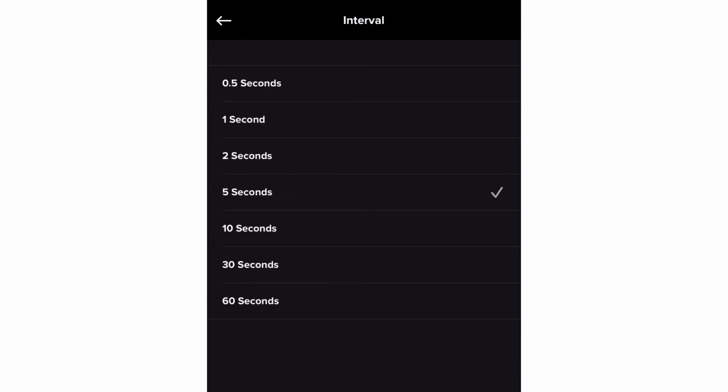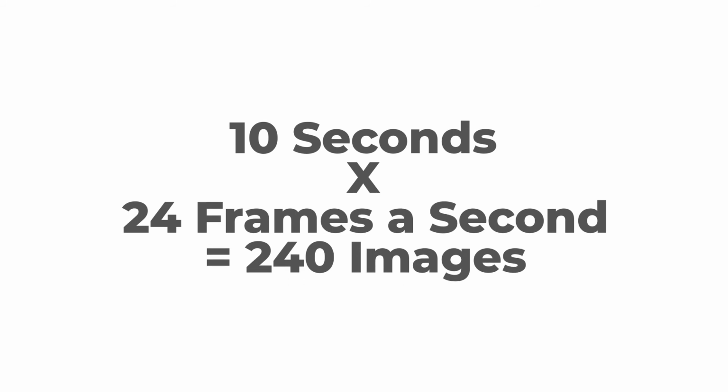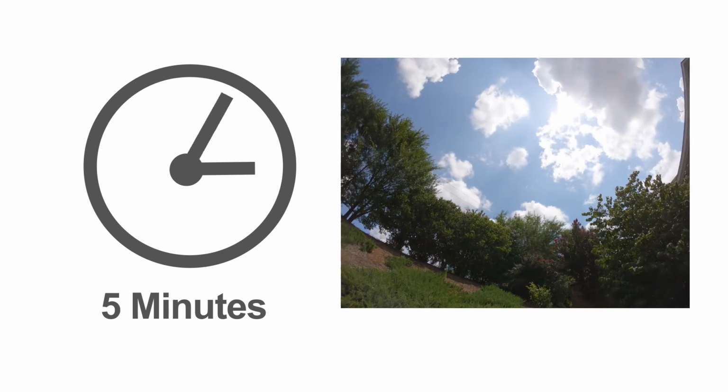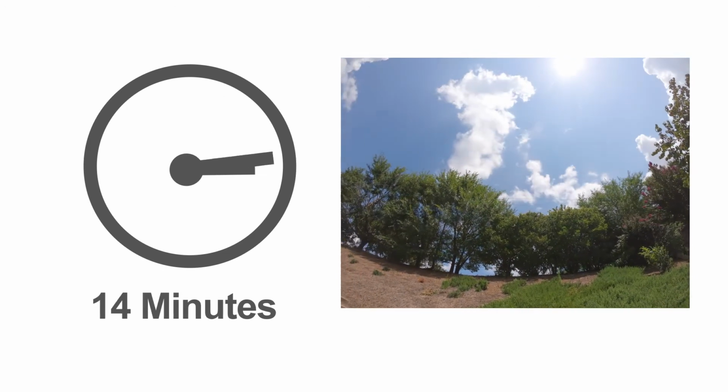This is where you have to do some math. For simplicity, in the US, the two most common frame rates are 24 and 30 frames per second. For this tutorial, I want 24 frames per second, and I need a 10-second video. So here's the math. We need 10 seconds of footage at 24 frames a second. So 24 frames times 10 equals 240 images. This means if we pick an interval of 5 seconds, it'll take 1,200 seconds to complete our time lapse, or 20 minutes.